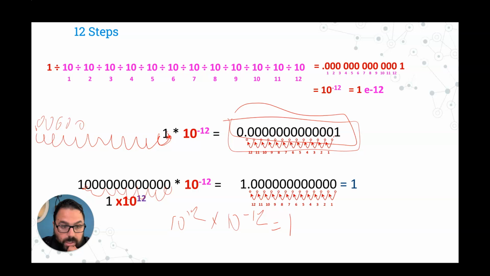Now this should be setting off some little alarms in your head. For anybody that doesn't remember from your math classes, when you multiply exponents, you can add them together. So that means 12 plus negative 12 equals 0. So this is the same thing as writing 10 to the 0, which equals 1.